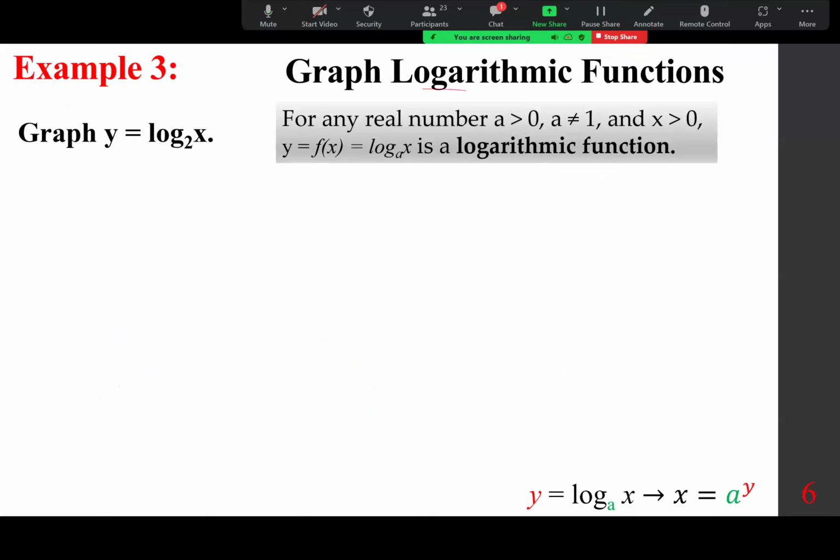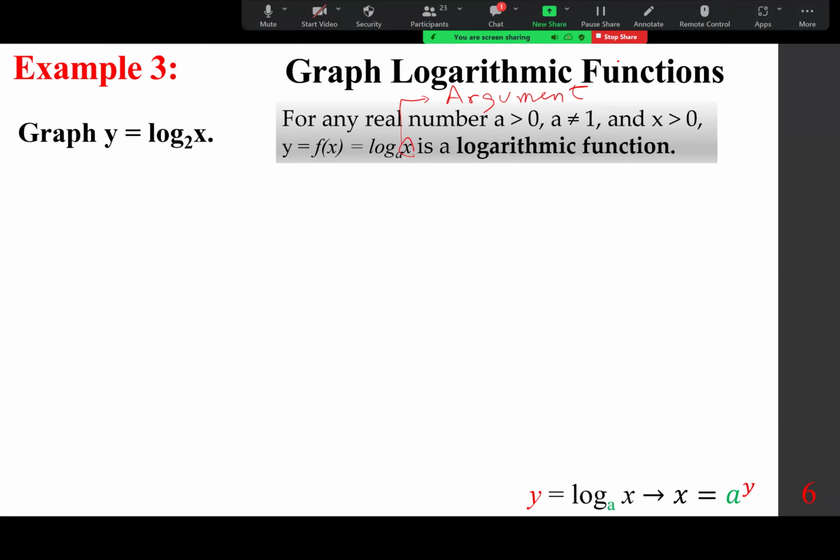Graph logarithmic functions. Graph y equals log x base 2. For any real number a larger than 0, a can't be 1, and x is positive, y equals f of x equals log x base a is a logarithmic function. So the base must be positive and it can't be 1, just like the exponential format. X is called the argument of log, and it must be positive.